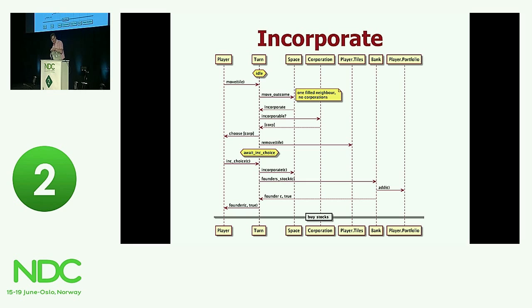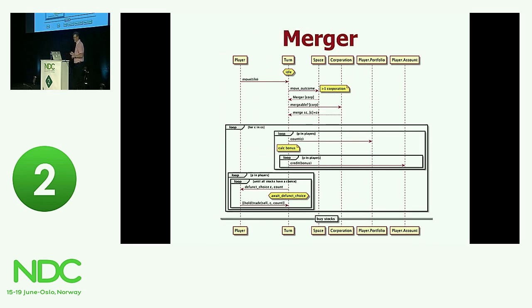This is the hairy slide. This is the one I haven't done code for yet. This is when you want to merge things. So the beginning is okay. You do the move. You ask for the move outcome. So when there's more than one corporation in your neighbor spaces, the outcome will be a merger. And then you tell it's a merger between these corporations.